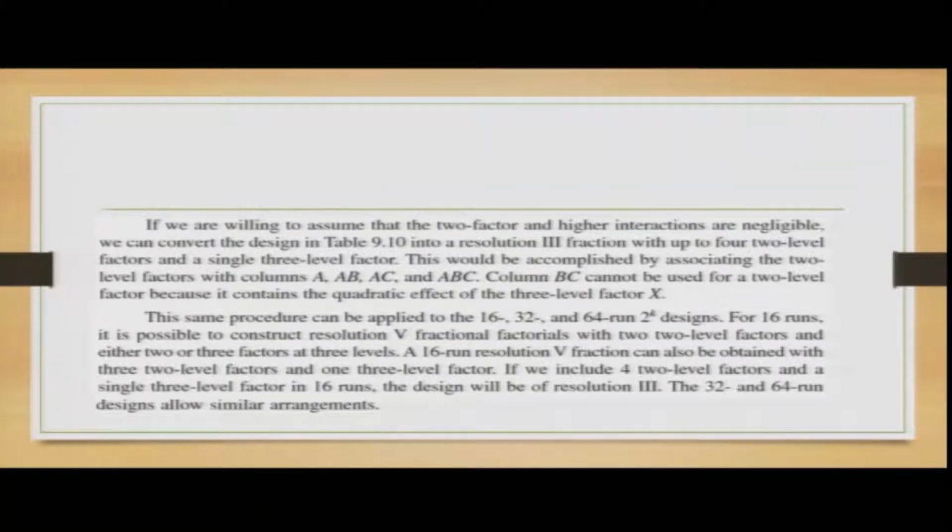This same procedure can be applied to the 16-run, 32-run, and 64-run designs for the 2 to the power k design. Obviously, there are k variables, each at 2 levels, hence the 2 to the power k design concept. For 16 runs, it is possible to construct a resolution 5 fractional factorial with 2-level factors. Similarly, a 16-run resolution 5 fraction can be obtained with 3 two-level factors and 1 three-level factor. If we combine 4 two-level factors and a single 3-level factor in 16 runs, the design could be of resolution 3, and we can change the resolution from 3 to 4 or 4 to 3, such that the overall information coming out of the study is maximum.